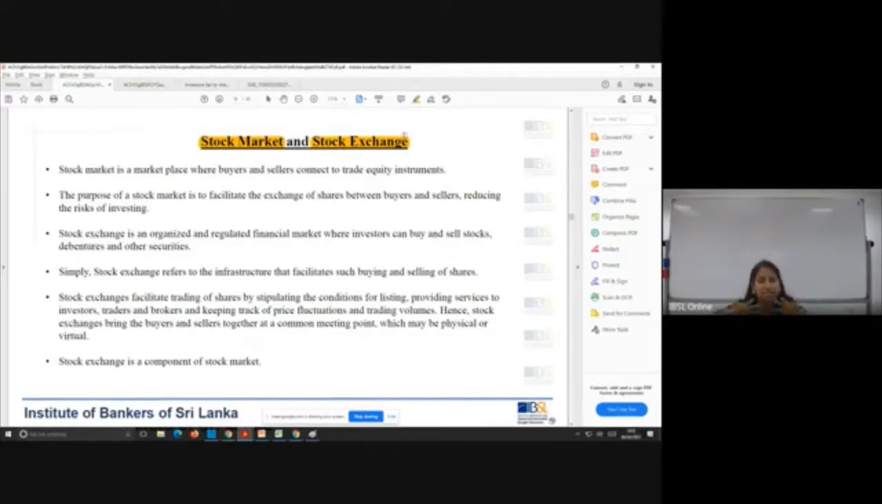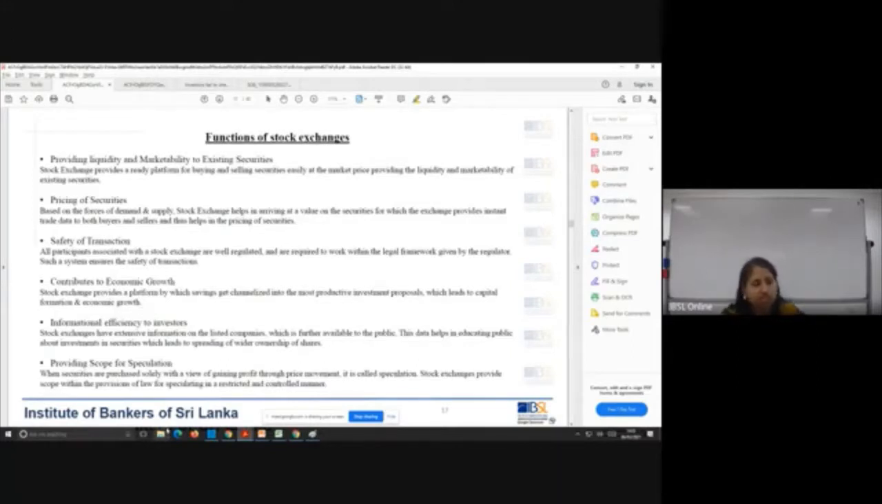Now, the stock market is the marketplace where the buyers and sellers connect. If you take the stock exchange, it is an infrastructure platform which facilitates this meeting. So, the stock exchange is essential to bring the buyer and seller together at a common marketplace. But it is different from the stock market. So remember, the stock exchange is a component of the stock market.